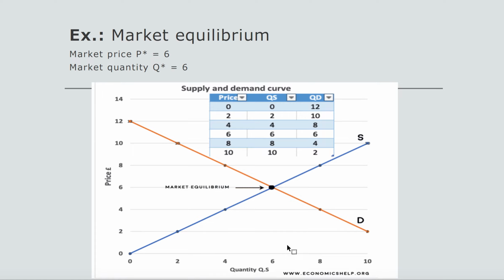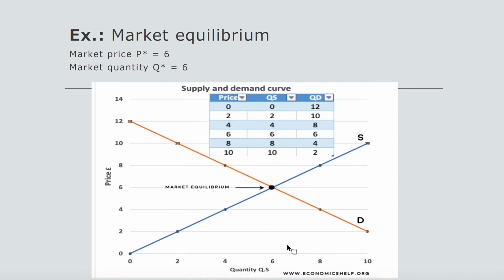Now, as you raise the price, you go to 2. Now you can see 2 units are supplied and 10 units are demanded. So we have more demand than supply. If we go to price 4, now we see 4 units are supplied, 8 units are demanded. Again, demand is greater than supply. We have a shortage still. So there's pressure to raise the price to 6. And now in this case, 6 are supplied and 6 are demanded. That is the market clearing price. That is the market equilibrium. Price is 6, quantity demanded is 6.